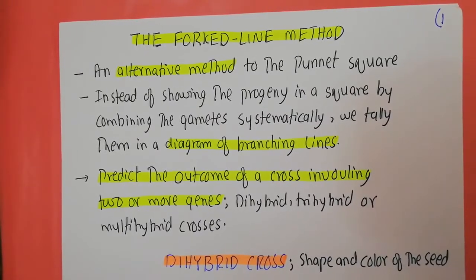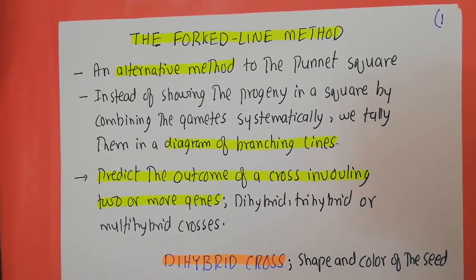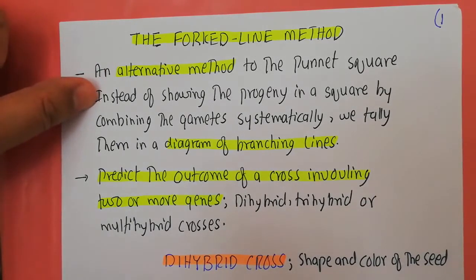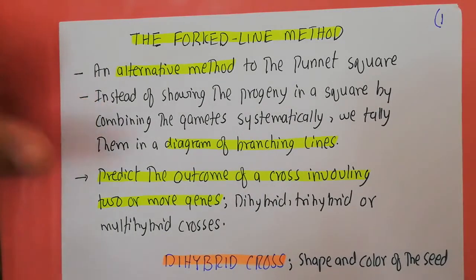Welcome back to this next video, and in this video we are going to talk about the fork line method. This particular method is an alternative method to the Punnett square. Instead of showing the progenies in a square by combining the gametes systematically as we do in the Punnett square, in this method we carry them in a diagram of branching lines.